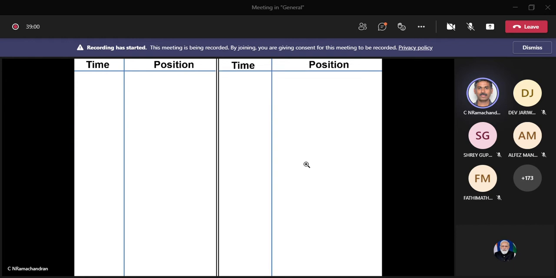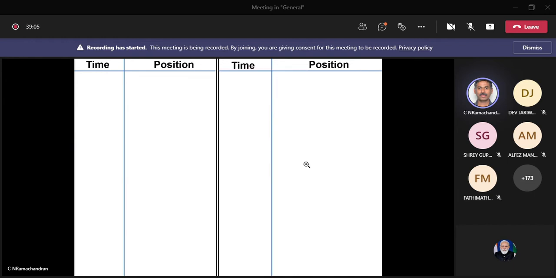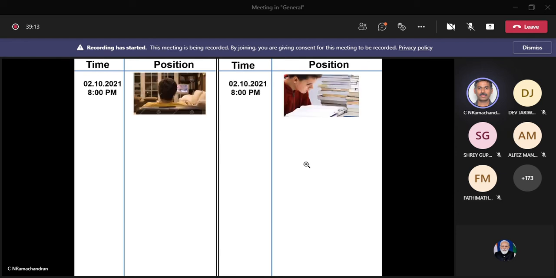You can see two things on the slide, left side and right side, position and time. Now I will go through some time and some position. Let us try to predict something. You can see two different places and two different times. 2nd October 2021, 8 o'clock. I hope you know the importance of this day.